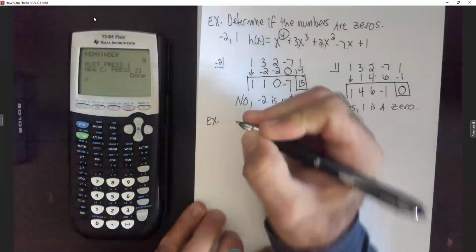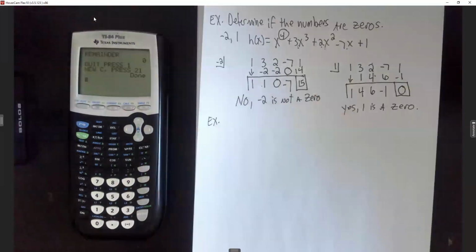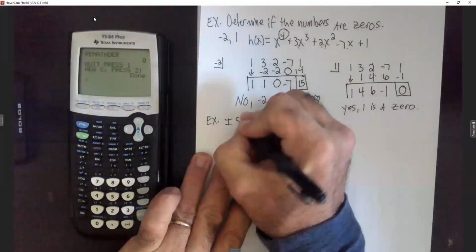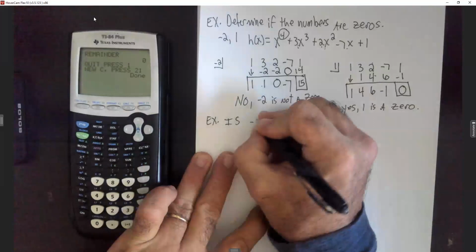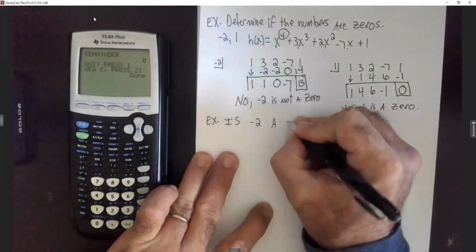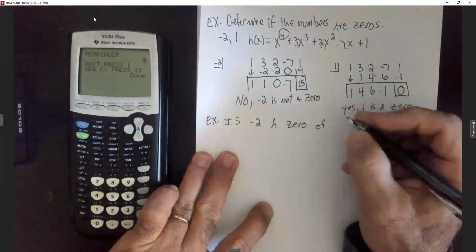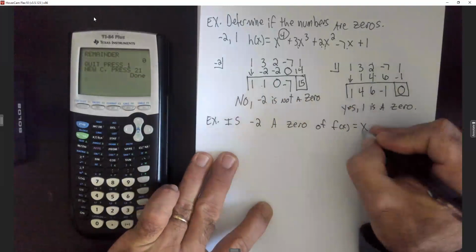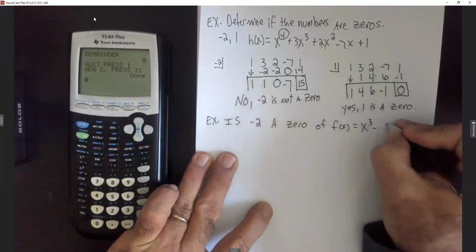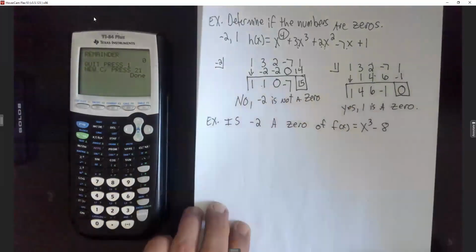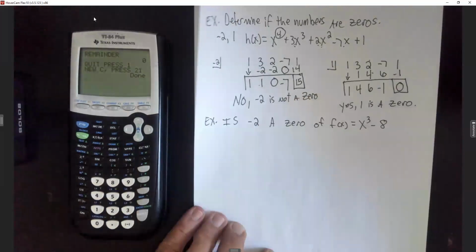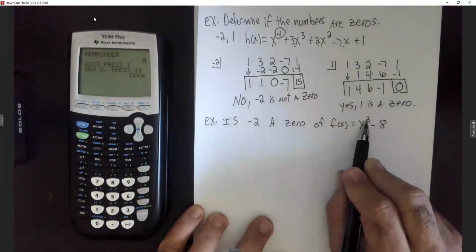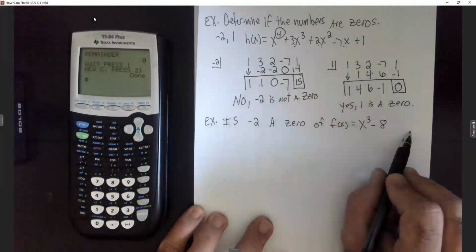So I'm going to show you all that again. Also, check this one out. Is -2 a 0 of f of x equals x to the third minus 8? So I got an exponent 3. If you add 1 to that, you need 4 numbers, but I only see 2.